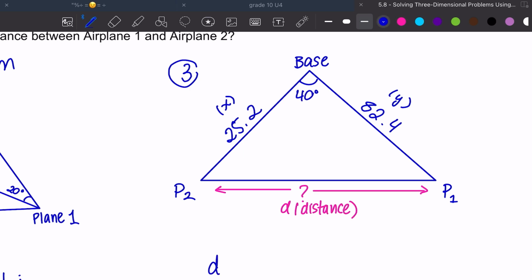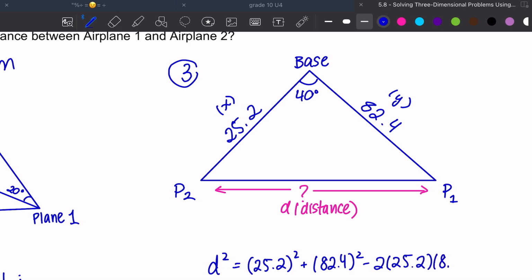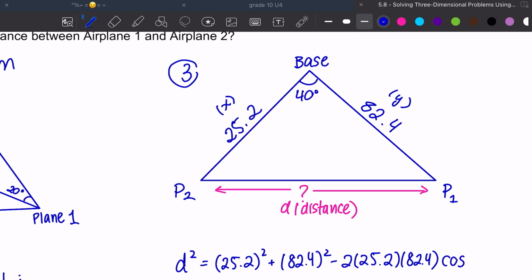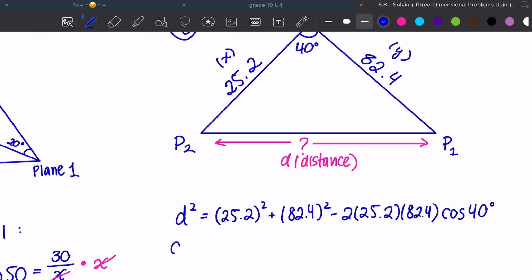So we'll say, okay, d squared is equal to my two side lengths squared, so 25.2 squared plus 82.4 squared minus 2 times both my side lengths, 25.2 times 82.4, and then cos whatever the angle is given, so cos 40. The calculator can do the heavy lifting. You can do that all in one shot. I end up getting approximately 4,258.66-ish. And again, to undo the square, use square root.